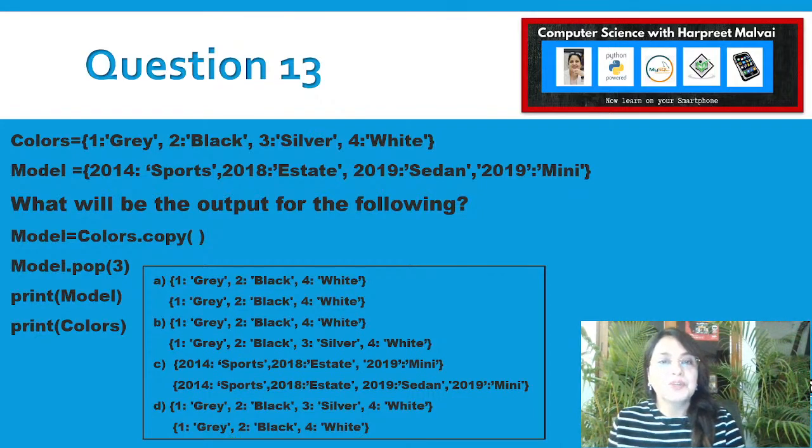Okay, good for you, Netra. So 2018 estate, 2019 sedan, 2019 mini. Now, what will be the output of the following? We have model is equal to colors dot copy, and we have model dot pop 3, and then we have print model and we have print colors. So I couldn't fit everything on this particular slide, so it's a little crowded, I'm sorry, but try looking and try solving it out.